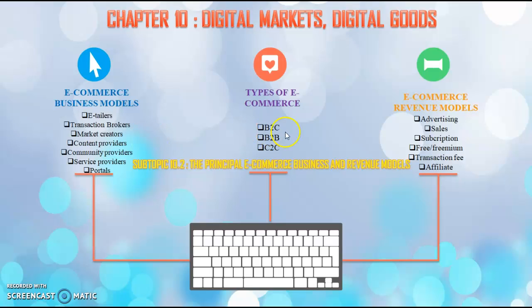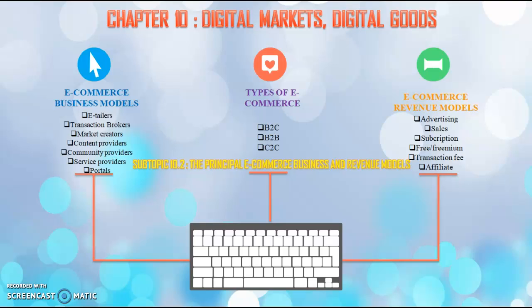E-commerce revenue models. There are six revenue models. First, the advertising revenue model. A website generates revenue by attracting a large audience of visitors who can then be exposed to advertisements. Second, the selling revenue model or sales revenue model. Companies derive revenue by selling goods, information, or services to customers. For example, Amazon sells books, music, and other products to customers.